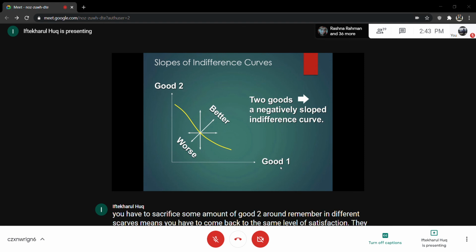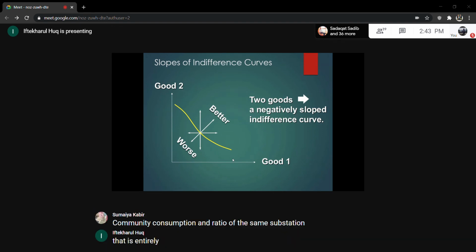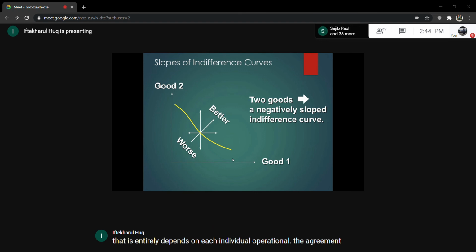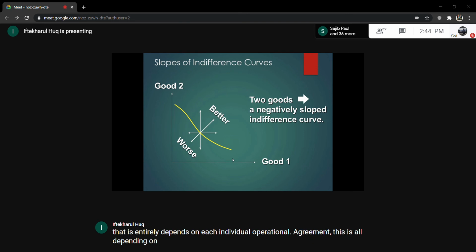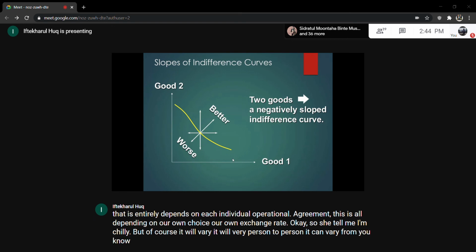Okay, so that's consumption ratio same থাকবে সবসময়। that is entirely depends on each individual. আপনার জন্য এক রেশিও হবে, আমার জন্য আরেক রেশিও হবে। আপনি এক রেশিওতে এগ্রি করবেন, আমি আরেকটা রেশিওতে এগ্রি করব। This is all depending on our own choice, our own exchange rate. Okay, so সেটা আমরা আসবো eventually, but of course it will vary. It will vary person to person. It can vary from quantity to quantity. Okay, so we will see that.